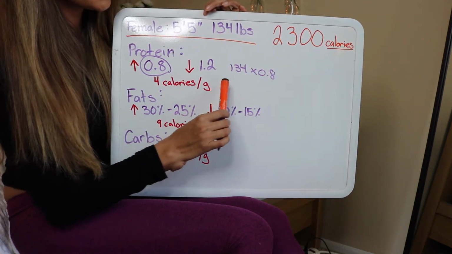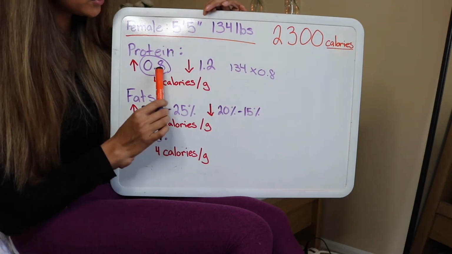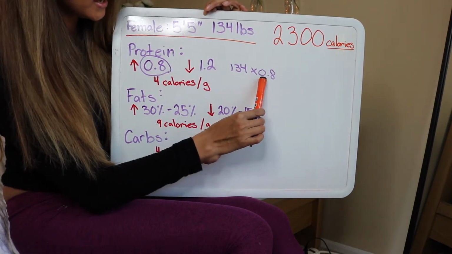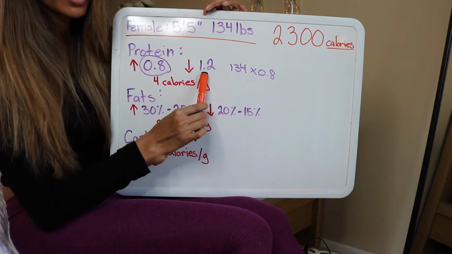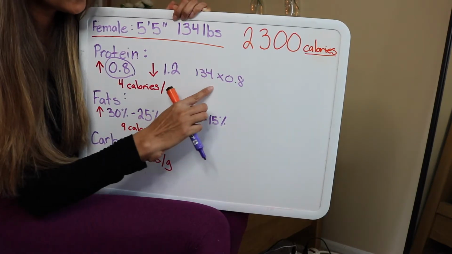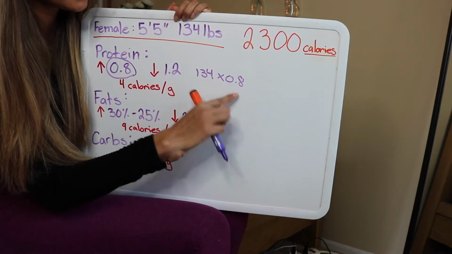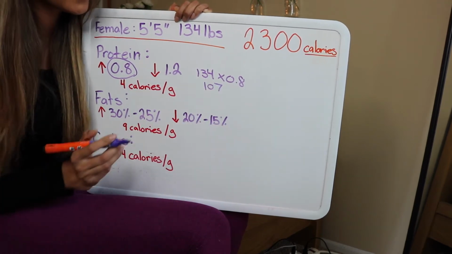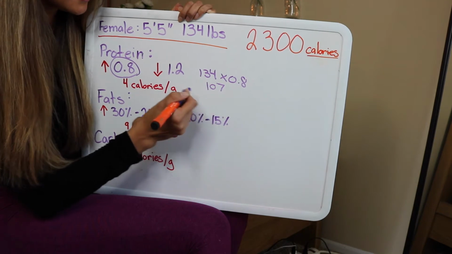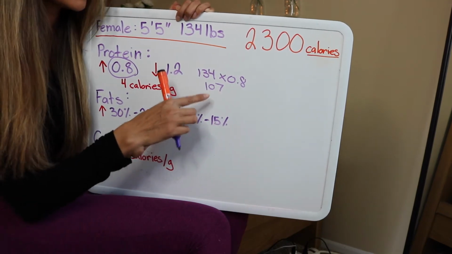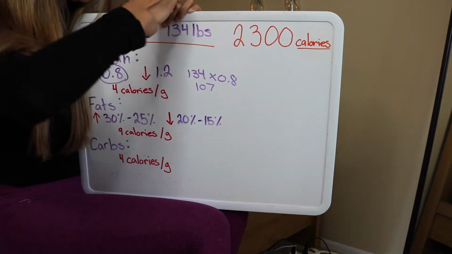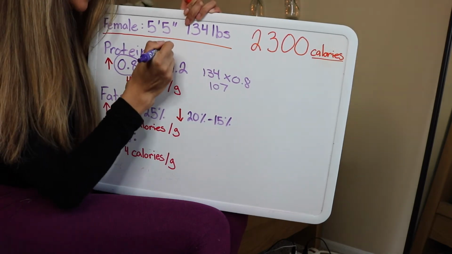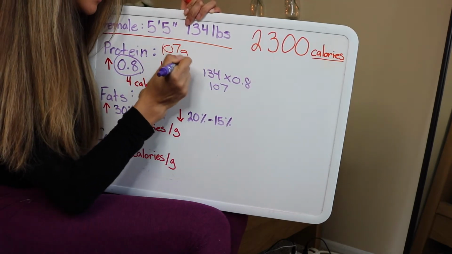If your goal is to lose weight, however, instead of using 0.8, I would multiply it by 1.2. So my body weight times 0.8 is 107.2, but I'm just going to round it to 107. So this here tells us how many grams of protein I'm going to eat. So I will be intaking daily 107 grams of protein.